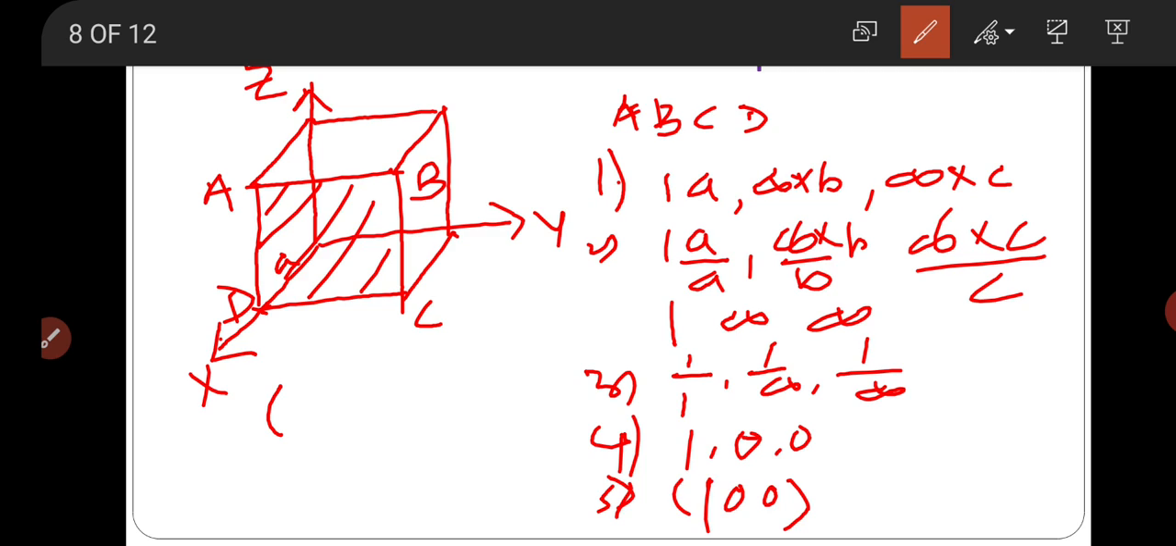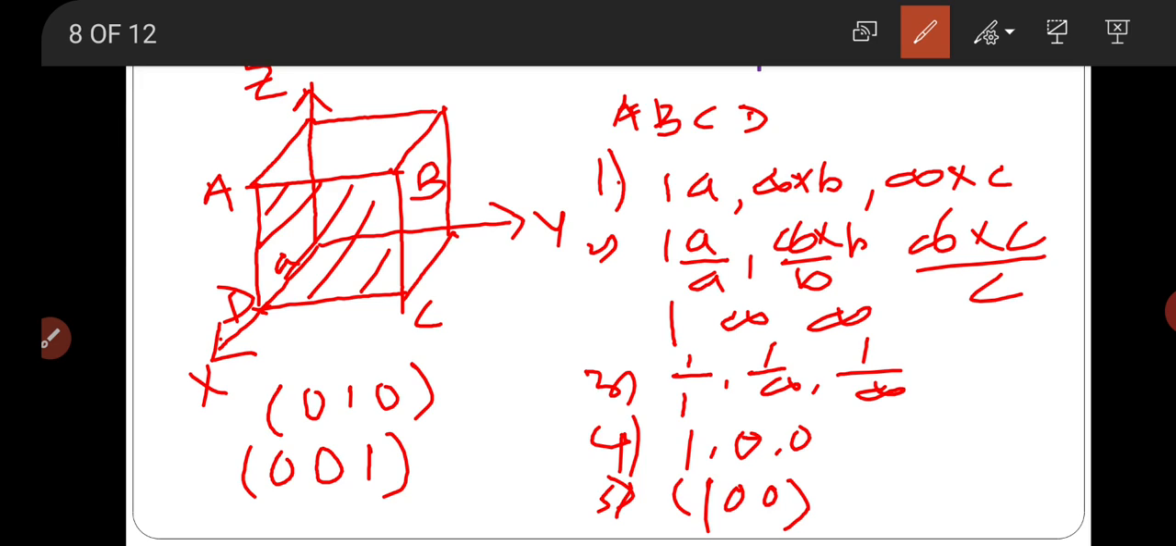0, 1 and 0. Similarly, for the plane which intercepts the z-axis, the Miller indices for such a plane will be 0, 0, 1.